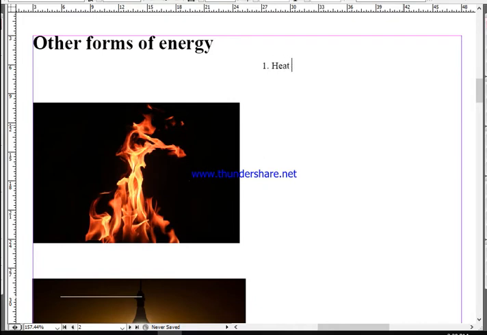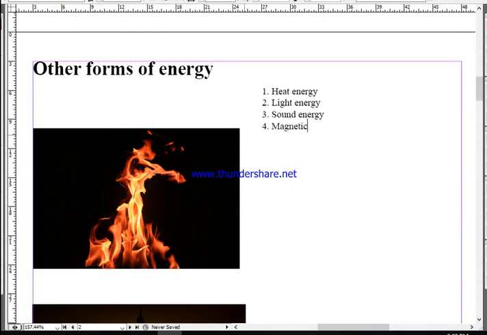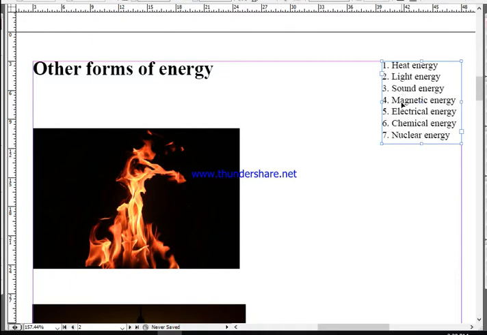Number 1, heat energy. Number 2, light energy. Number 3, sound energy. These three forms of energy we very commonly encounter in our daily life. And other forms of energy are number 4, magnetic energy. And number 5, electrical energy. These two are quite related. And then number 6, chemical energy. And number 7, nuclear energy. These are the 7 forms of energy we will be discussing.